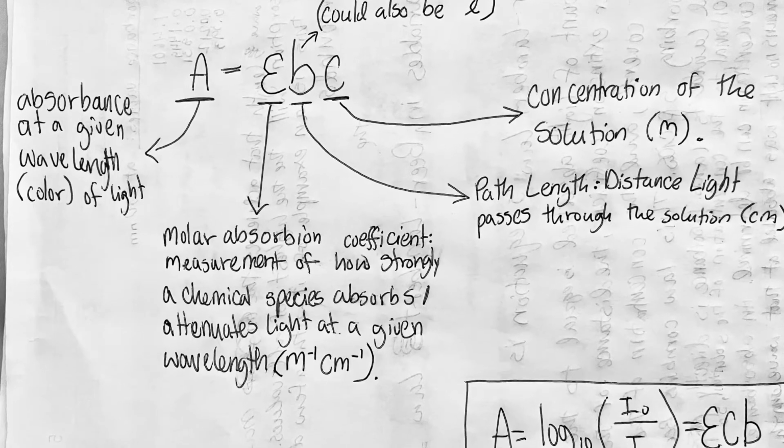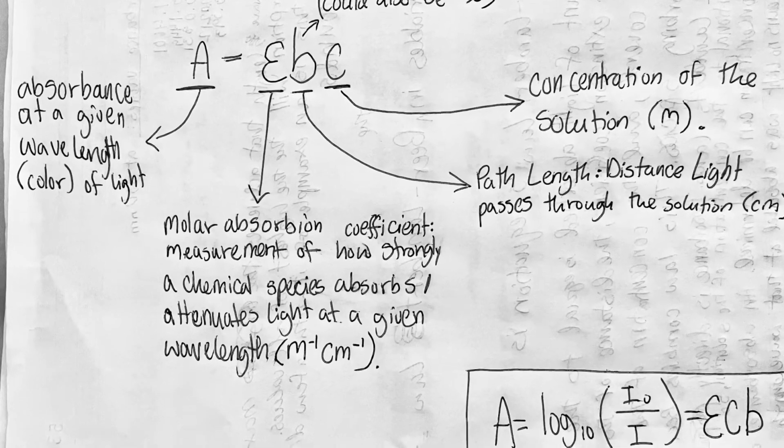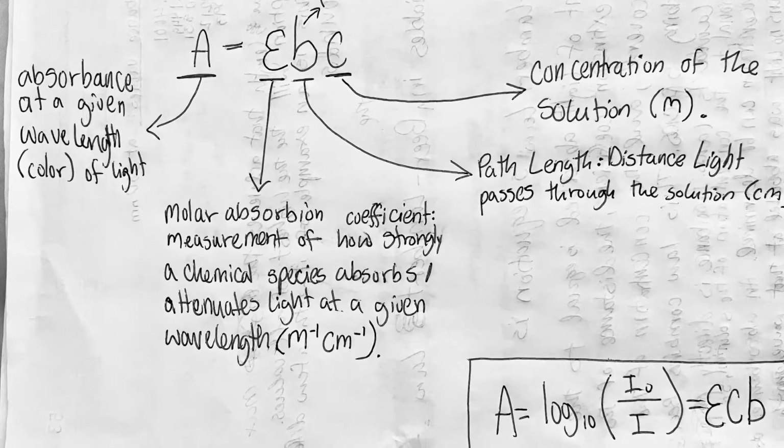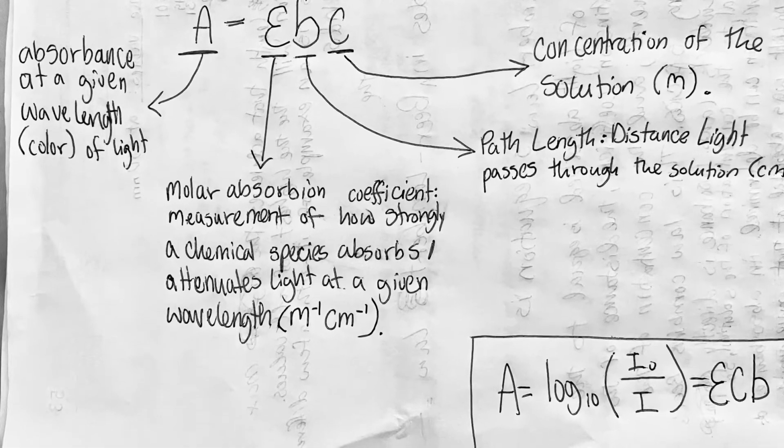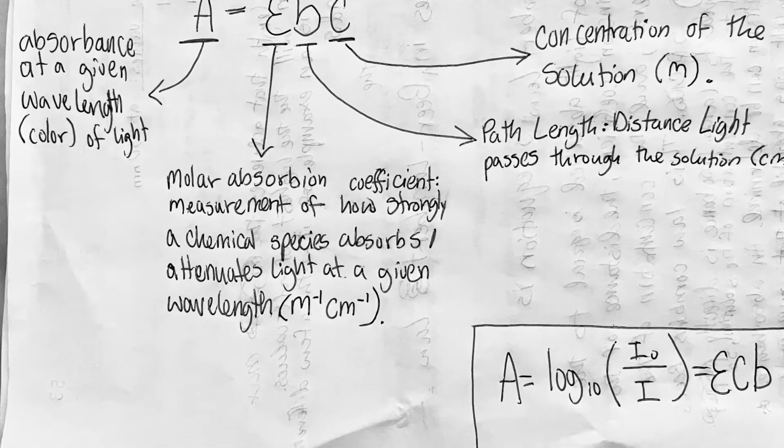This law combines Beer's and Lambert's laws. Absorbance is directly proportional to the concentration of the solution, so the concentration can be determined. An absorbance of 0 means no light was absorbed at that wavelength.